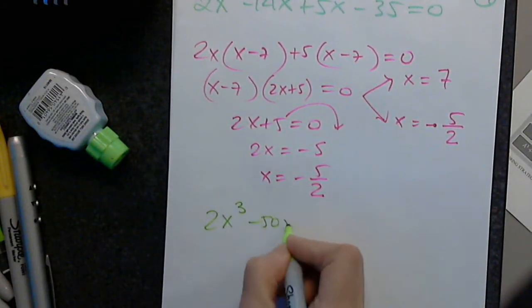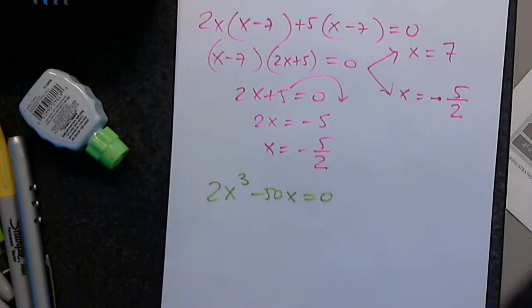2x to the third minus 50x equals 0. What is the degree of this polynomial, please? 3. How many solutions will you give? 3. Degree 3, 3 solutions. Degree 5, 5 solutions. Degree 4, 4 solutions. Good. So let's look at this equation and simplify only by numbers if we can. And do not ever divide by the variable. We cannot do that. Okay, is there any number that I could get rid of?